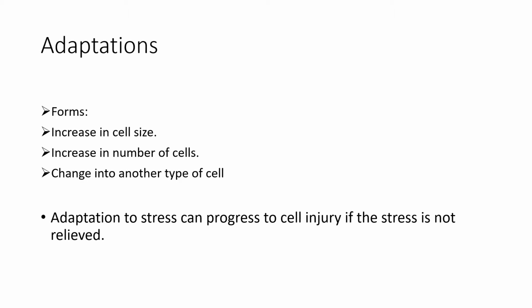So, increase in the cell size, we call it hypertrophy. Decrease in cell size, we call it atrophy. And the increase in the number of cells, we call it hyperplasia. The change from one cell type to another, we call it metaplasia. We will discuss them in detail with the causes and examples on each. Now, as I said, if adaptation to stress cannot be maintained, the cell will go into cell injury if the stress is not relieved.